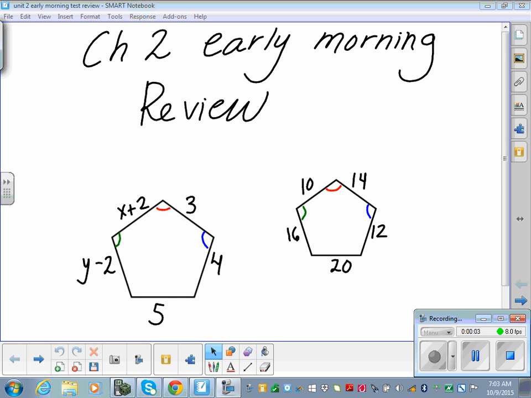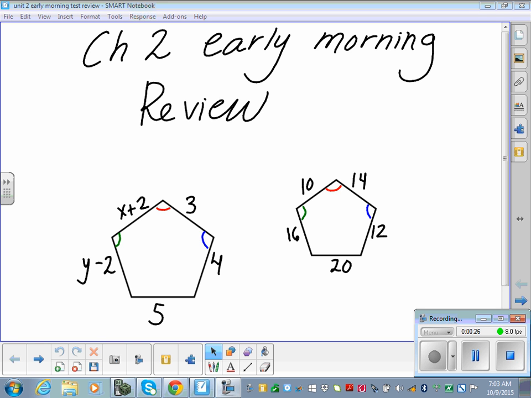Okay, so looking at something like this, we have two polygons. You are going to start out on the test seeing similar polygons. If I tell you these are similar, even if I didn't tell you, you could look at the angles. Each polygon has a green angle, a red angle, a blue angle, and then two blank angles. So these are similar polygons.